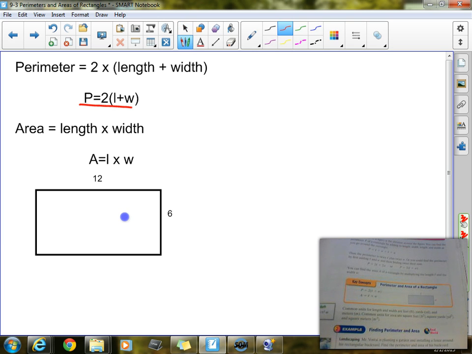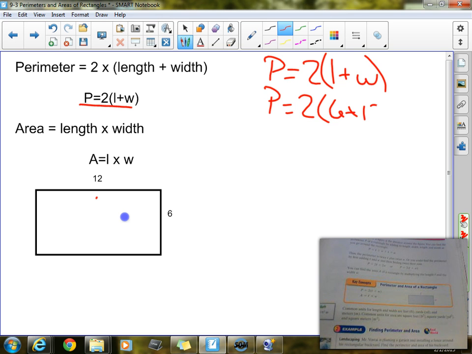So for this first one, if I want to find the perimeter of this rectangle right here, all I'm going to do is go P equals 2(L plus W). Okay? So now my length is going to be 12. My width is going to be 6. So P equals 2 times (6 plus 12). Okay? And then P is going to equal 2 times 18, and so P is going to equal 36. So the perimeter of this figure is going to be 36.